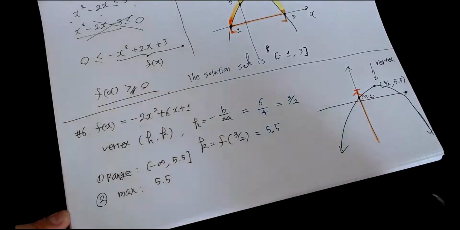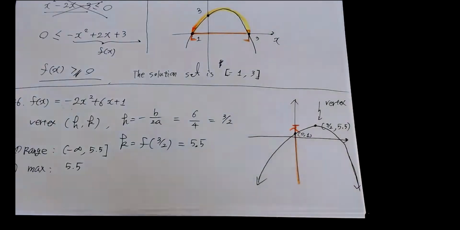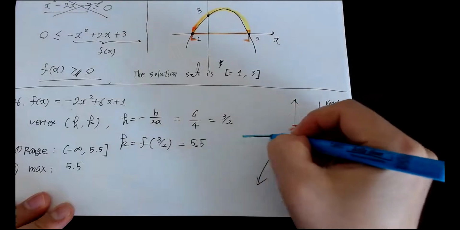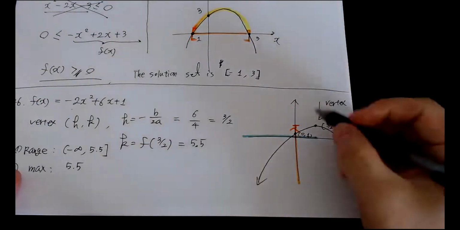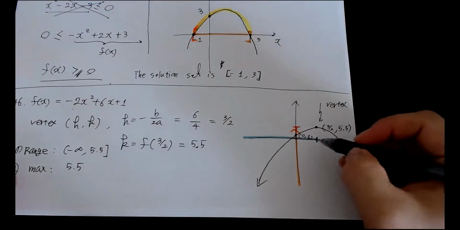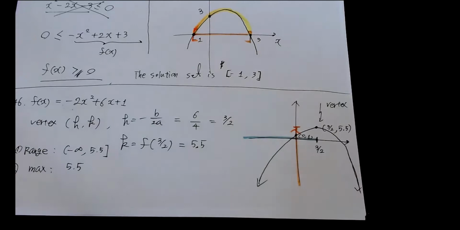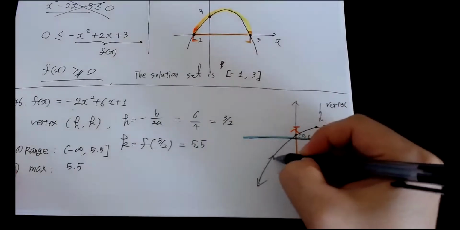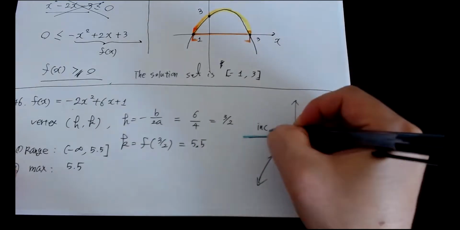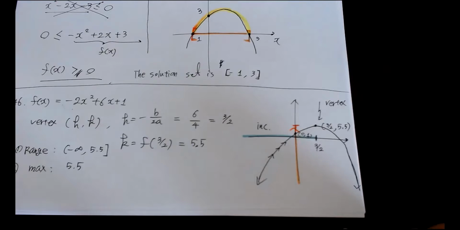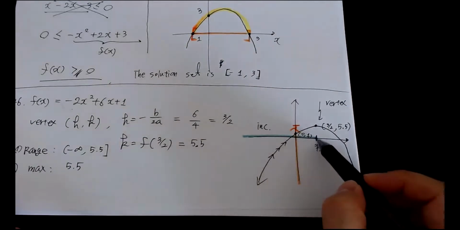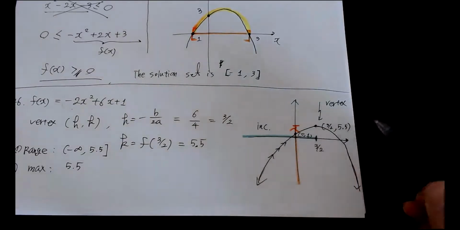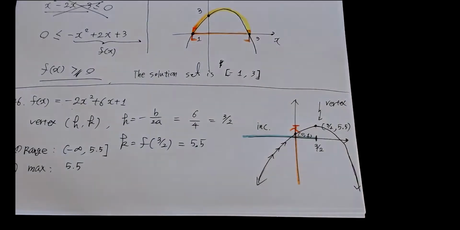And the intervals over which the function is increasing or decreasing? Here's k, and here's h, the x coordinate of the vertex, which is 3/2. From negative infinity to 3/2, the graph is going up, so it's increasing. I told you when you read the graph, you have to read it from left to right, because we are interested in the change of y value as x is increasing, not decreasing. As x increases from negative infinity to 3/2, the graph is going up, which means the y value is increasing. That's what we say: the function is increasing.